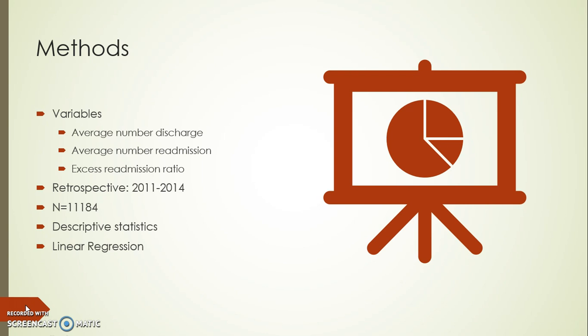The dataset is comprised of 11,184 hospitals that responded with values for average number of discharges and average number of readmissions. 13,587 hospitals reported values for excess readmission ratio. These values will be used for the descriptive statistics in SPSS. SPSS will automatically omit the 2,403 hospitals that did not report average number of discharges or readmissions.